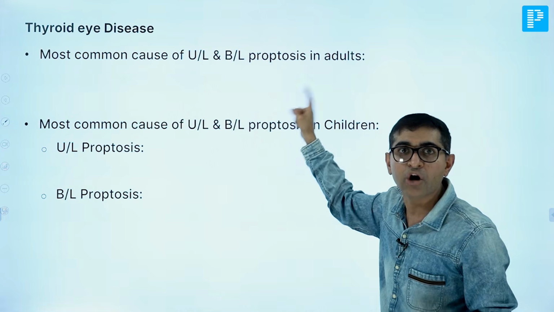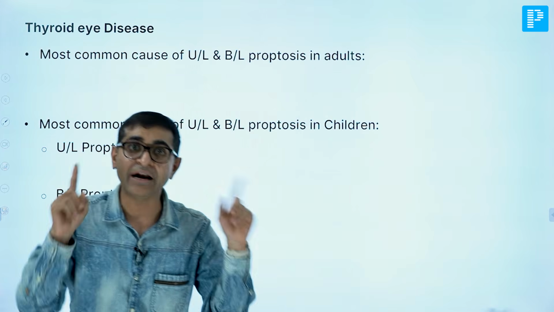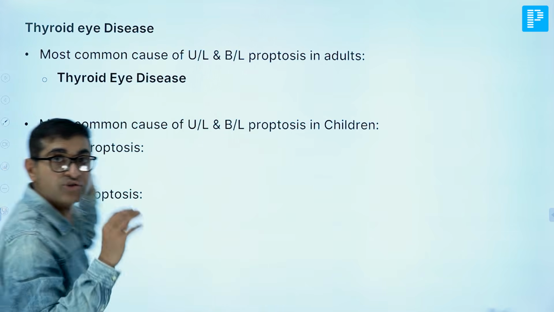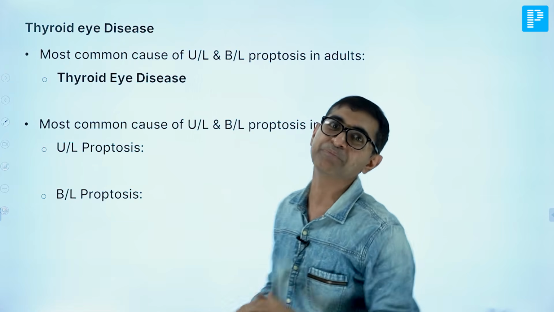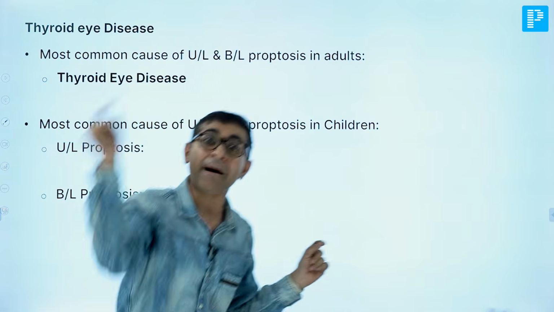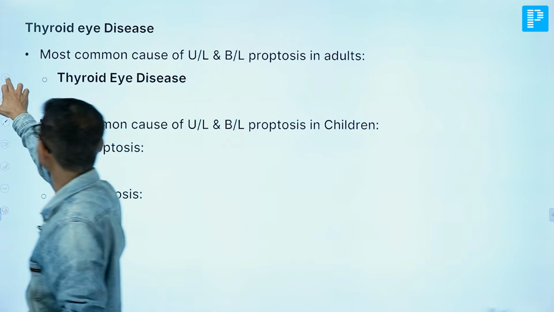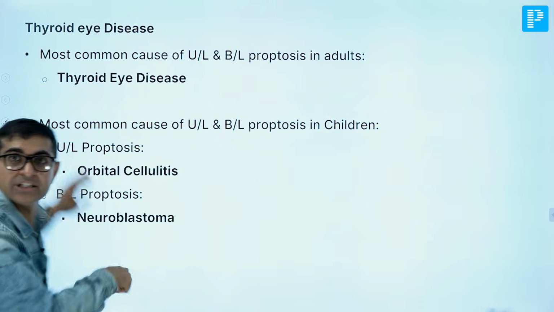Now, the most common cause of unilateral and bilateral proptosis in adults is thyroid eye disease. If we are talking of adults, it is also important to read about children. The most common unilateral cause of proptosis in children is orbital cellulitis. The most common bilateral cause of proptosis in children is neuroblastoma. Let's see. It is neuroblastoma. Is it understandable? All these are your PYQs.